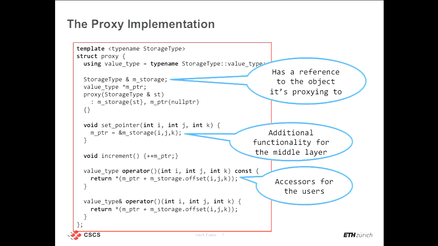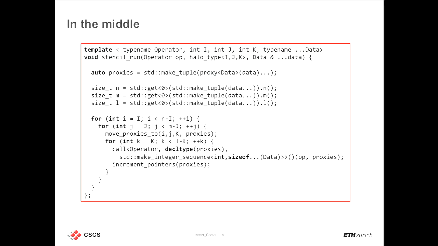So this is the proxy. How does it work? The stencil run implementation, which is the function that the user calls, takes the stencil operator, say the finite difference operator, which is the lambda. Here it takes it by value. It's probably not a good idea. You can take it like an R value reference or apply forwarding.